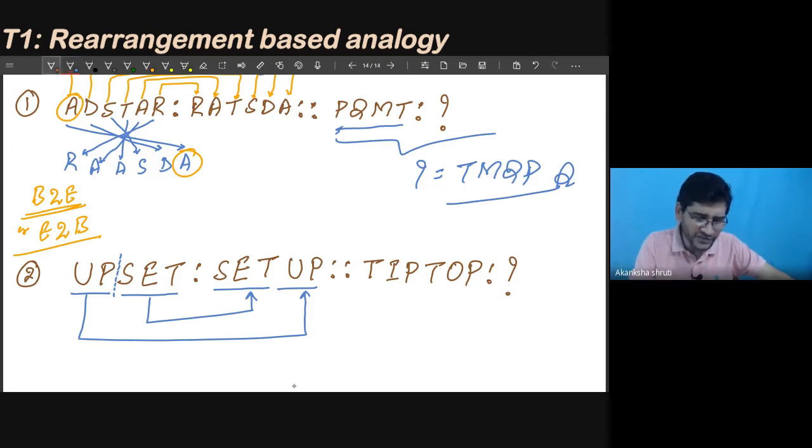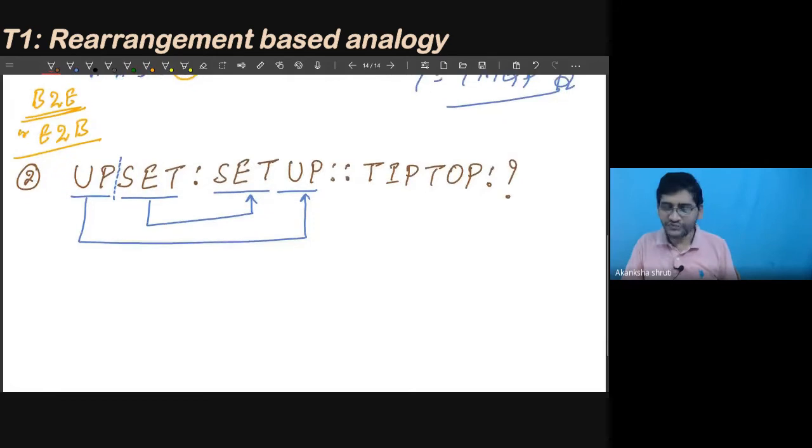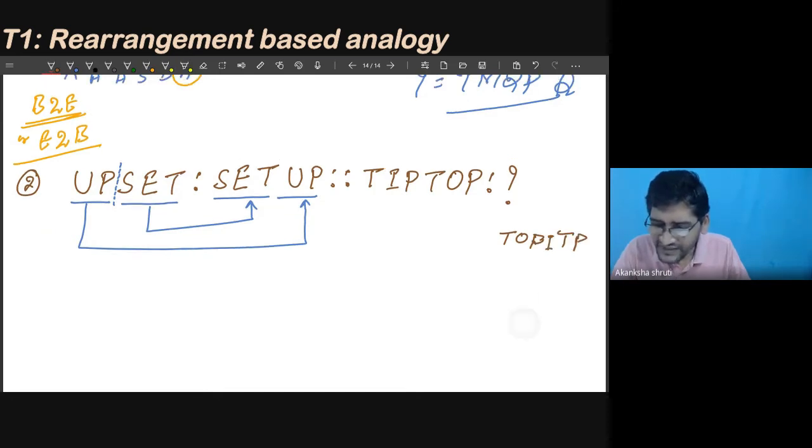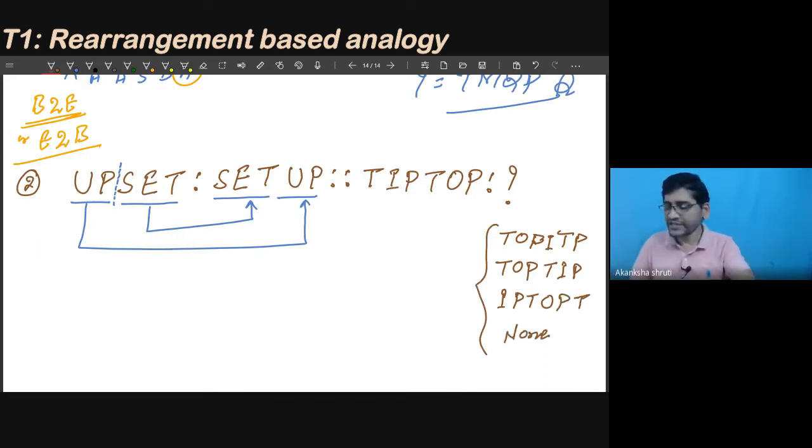observe your options. So in such a question where the ambiguity arises, you have to take the hint of options. Let me give options like TOP, ITP. The next one is TOP, TIP. The next one is IPTOPT and none. For this, you have to observe the options also, and here it is visible that either you will start separating at the 2, then the next one is the 3, then one will be left. So this is one way you may think.